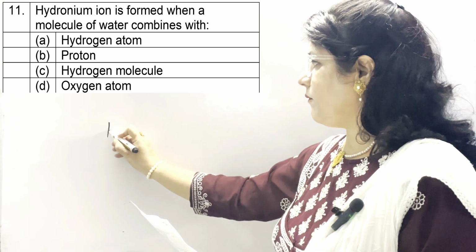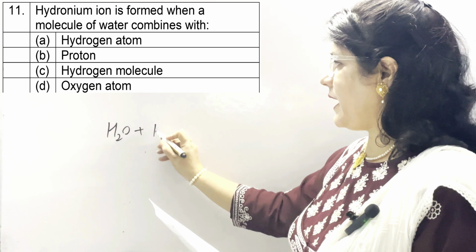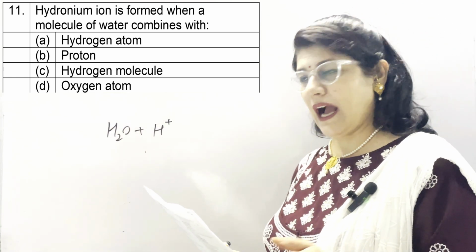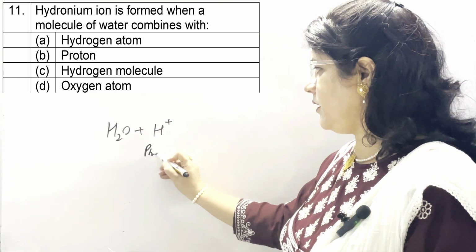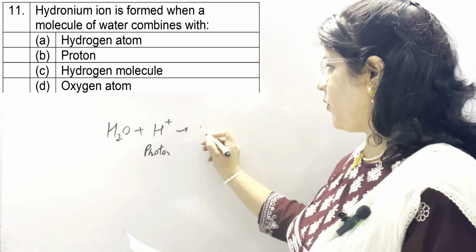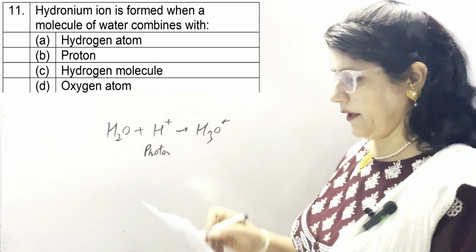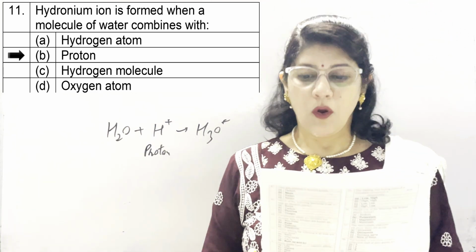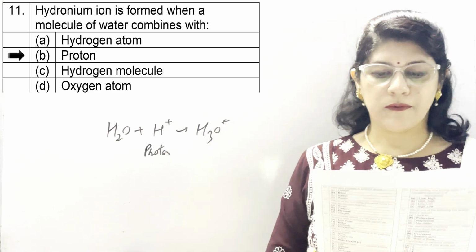So here water combines with H plus. H plus means proton, or you can say hydrogen ion. So we will write here proton. Then it forms hydronium ion. So correct option is B, which is proton, or hydrogen ion is also correct.